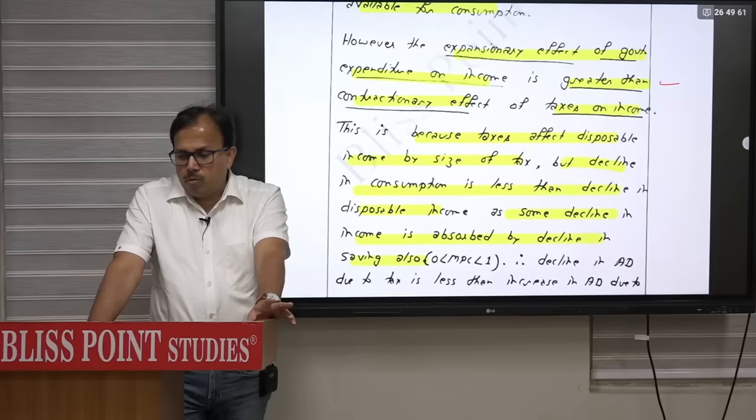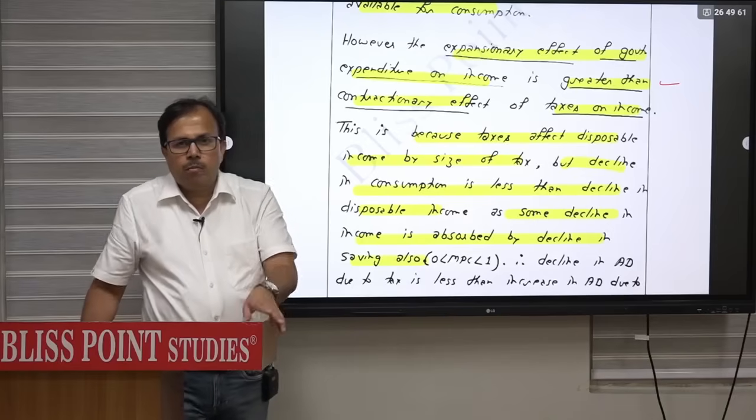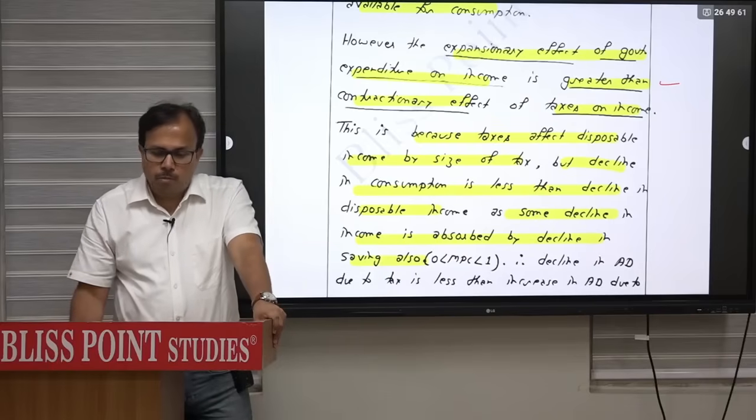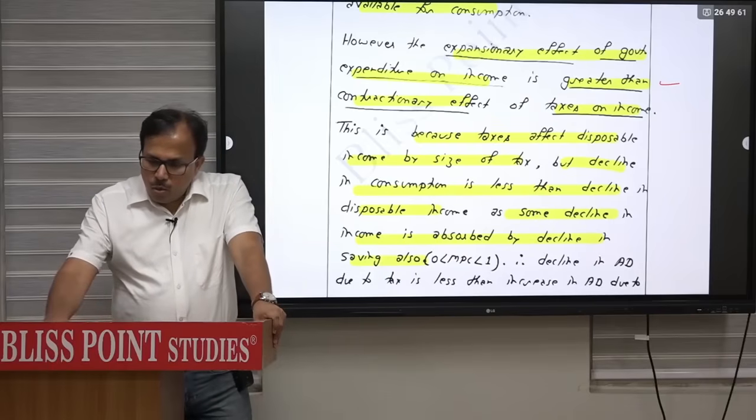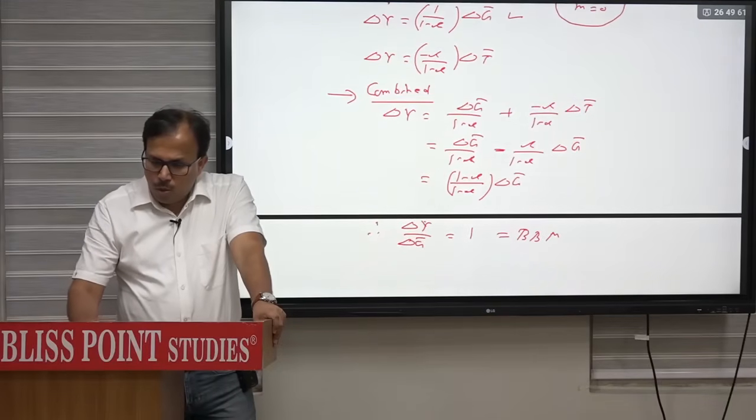So this is the paragraph. Reasoning is more important. Remember, it is not just that you will simply write an equation and say that the balanced budget multiplier is 1 or positive and therefore there will be a positive effect on income. You have to support it by your explanation. So this is the first question. Then question number 2.